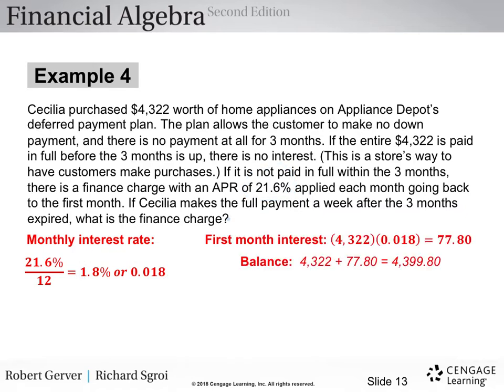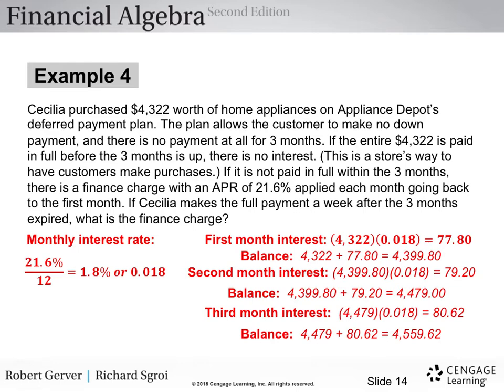All right, so let's look at the first month's interest. She didn't have to pay any down payment. There was no down payment, right? So the first month's interest is going to be the full amount, $4,322 times 0.018, which comes out to $77.80. That means the balance after the first month, the purchase price plus the interest, is going to be $4,399.80.